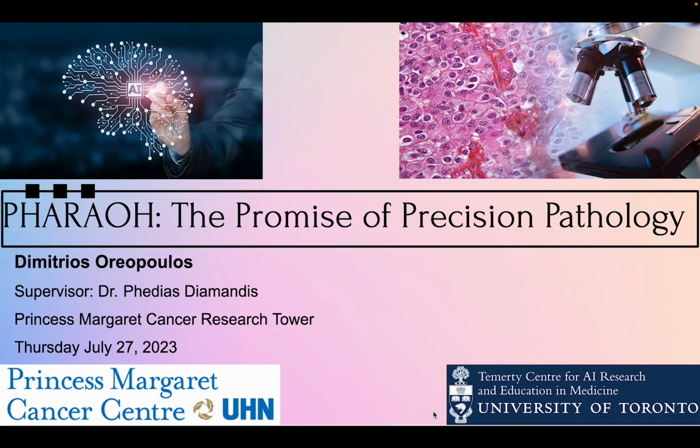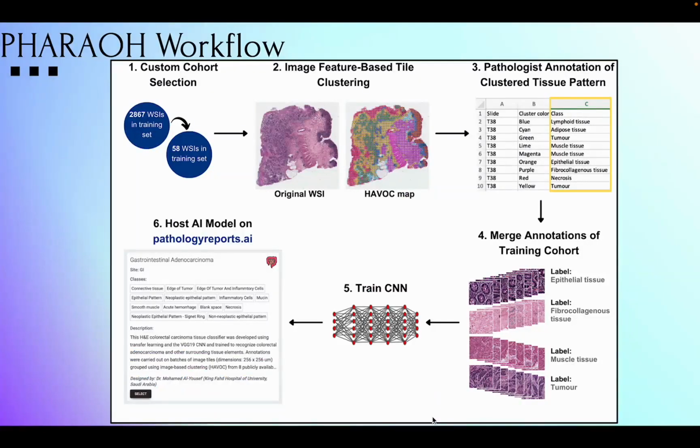The process of developing a PHARAOH classifier begins at the cohort selection step, when the group of slides that will be used to train this particular classifier is chosen. Next, an image feature-based tile clustering tool separates each whole slide image into a mosaic of tiles clustered into color-coded regions based on their morphology. These color maps are shared with the pathologist who is elected to develop the classifier and can confidently annotate each color region with its true tissue label.